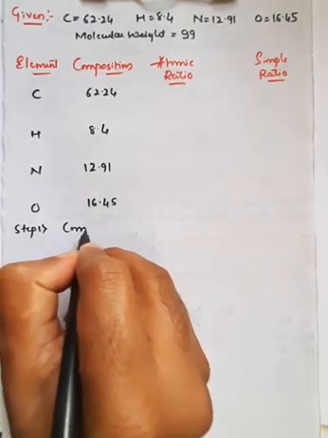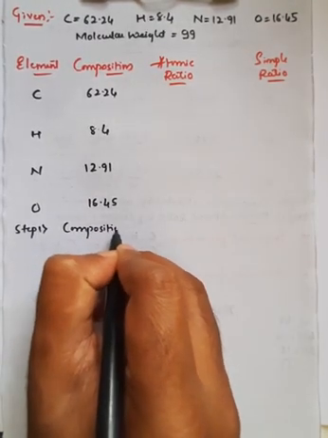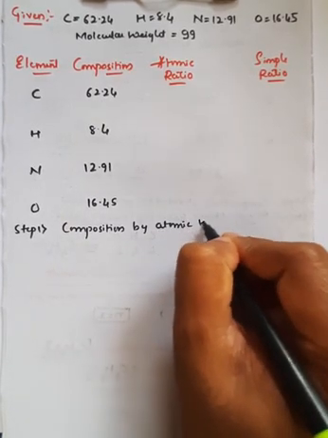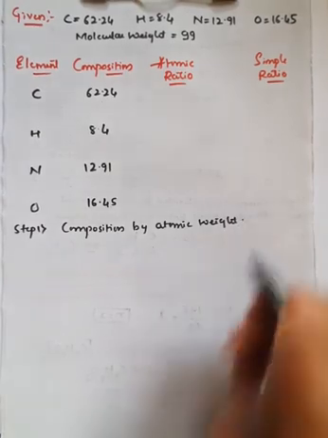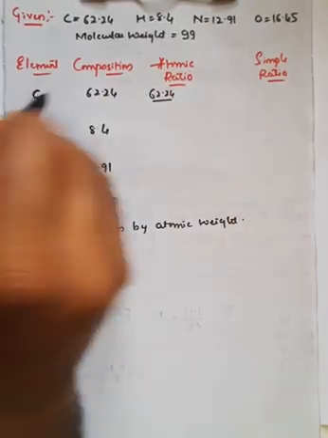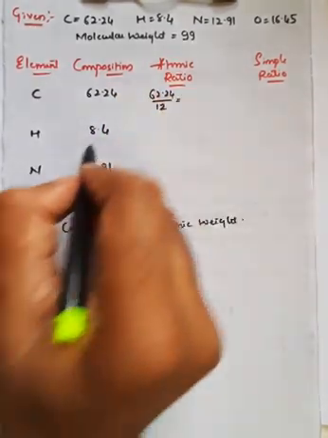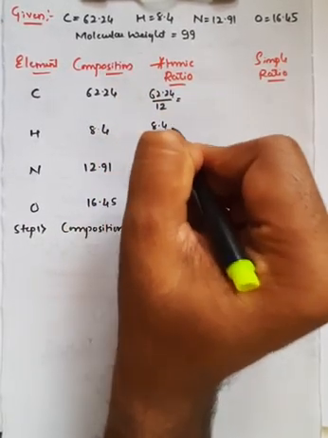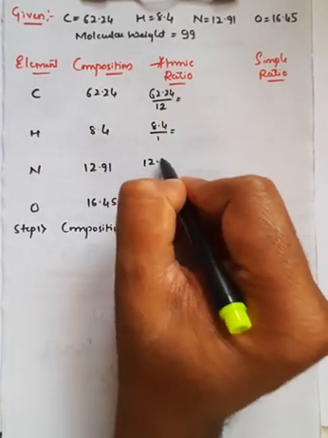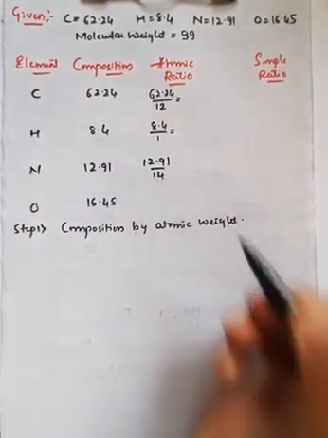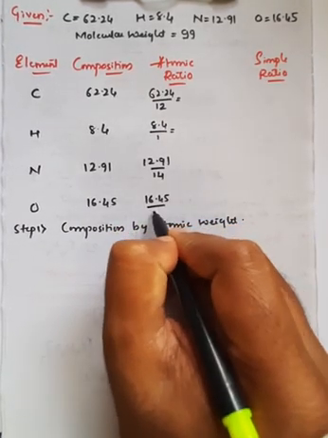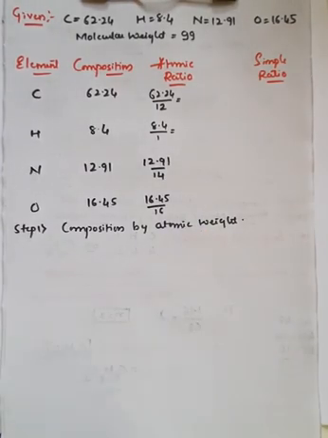Again, what is step 1? Composition divided by atomic weight, that is the first step. So I take 62.24 divided by the weight of carbon, which is 12. Similarly, 8.4 divided by the weight of hydrogen, which is 1. Similarly for nitrogen, 12.91 divided by the weight of nitrogen, which is 14. Similarly for oxygen, 16.45 divided by 16, the weight of oxygen.